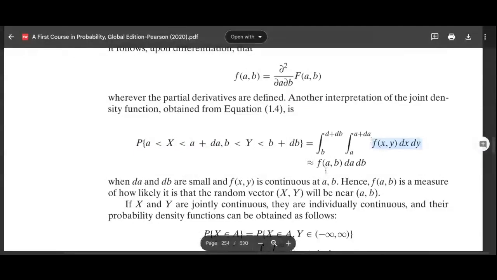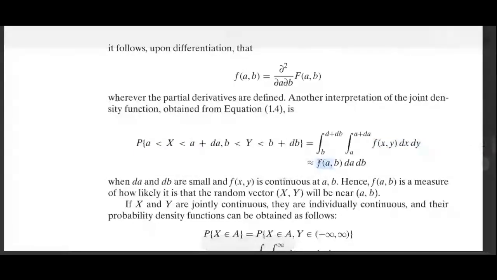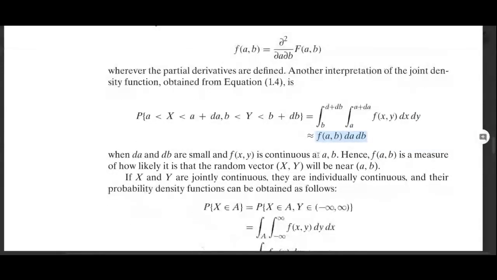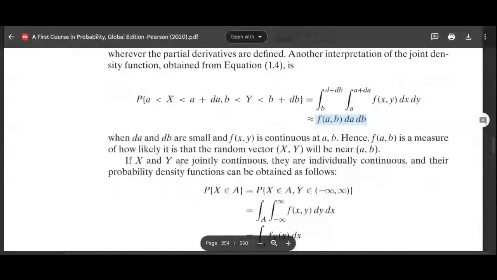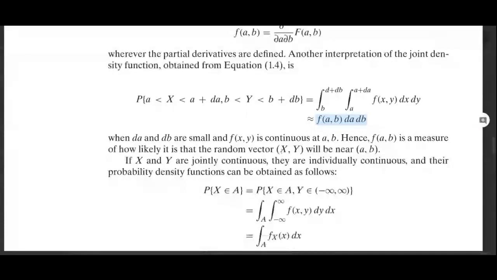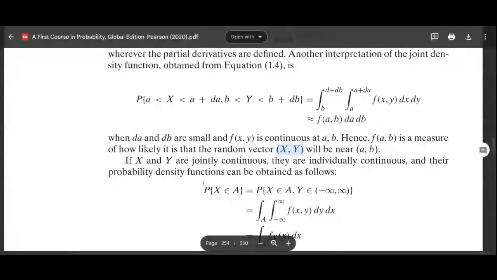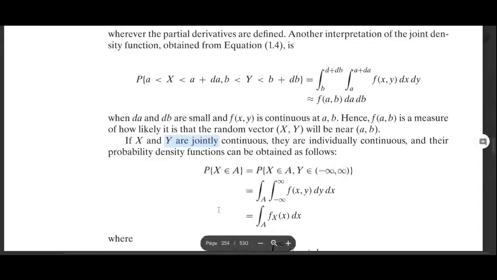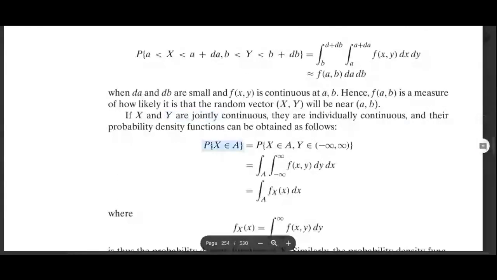And this can be calculated as approximately f of a, b, da, db, when da and db are small and f of x, y is continuous at (a, b). So f of a, b is a measure of how likely it is that the random vector (x, y) will be near (a, b). If x and y are jointly continuous, they are individually continuous, and their probability density functions can be obtained. So this is for the individual variables.